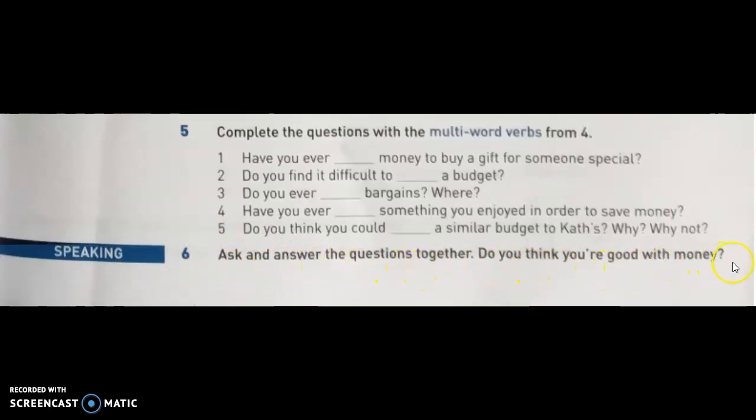Do you think you're good with money? So they can use these questions to just have a little bit of speaking practice and make sure that they use the multi-word verbs in their answers as well. So they're getting some nice practice, and they can then come back together and compare their ideas and their answers. You can finish with doing some post-fluency correction.